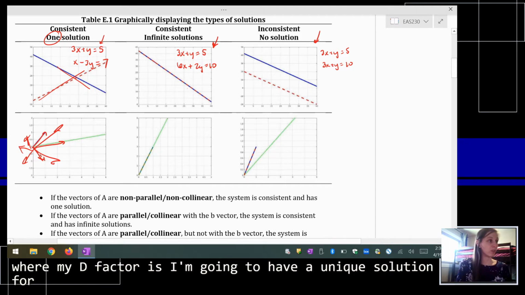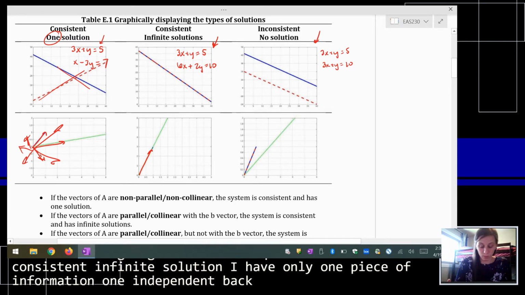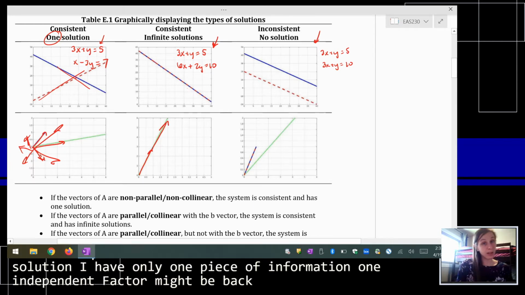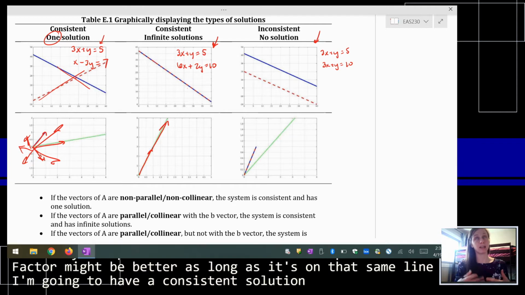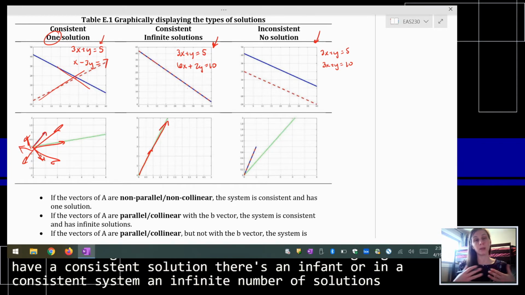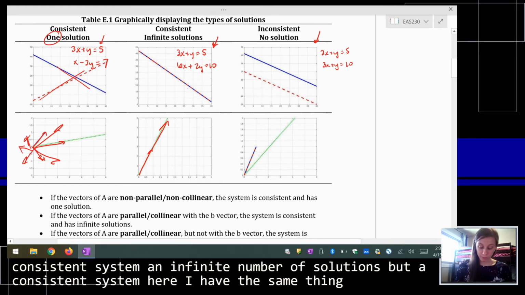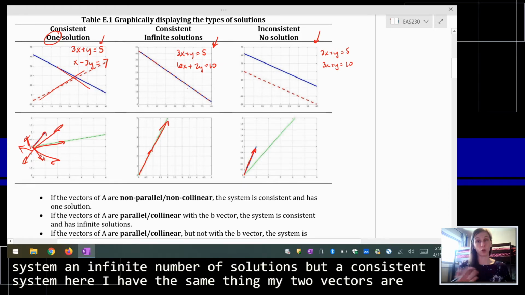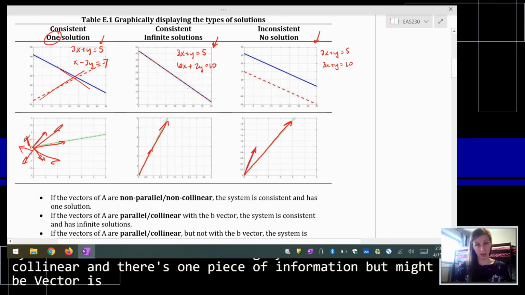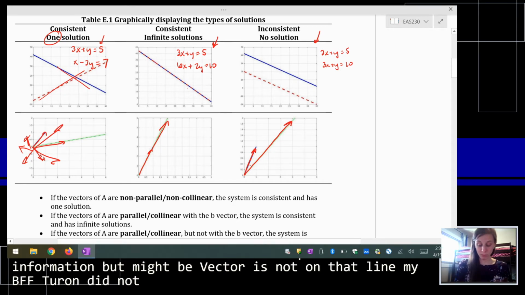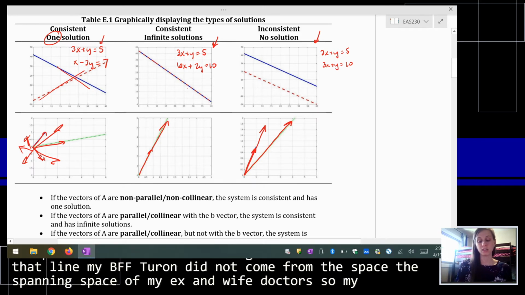For here, consistent infinite solution, I have only 1 piece of information, 1 independent vector. My B vector, as long as it's on that same line, I'm going to have a consistent solution. There's an infinite number of solutions, but a consistent system. Here I have the same thing. My 2 vectors are collinear. There's 1 piece of information, but my B vector is not on that line. My B vector did not come from the spanning space of my X and Y vectors, so my system is inconsistent.